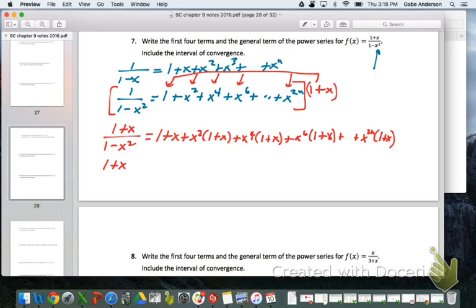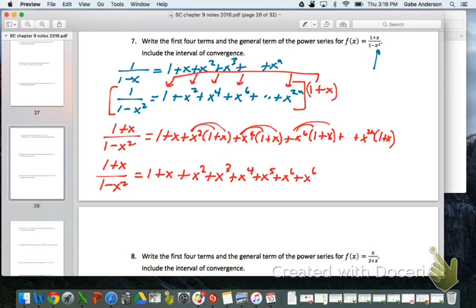Okay, so let's do a little cleanup work here, and I think we'll find a pretty interesting result. So as I clean this up, I end up with 1 plus x plus, when I distribute the x squared, I end up with x squared plus x cubed. When I distribute this, I end up with x to the 4th plus x to the 5th. See an interesting pattern, right? So distributing finally, we get x to the 6th plus x to the 7th. Oops, that's supposed to be a 7. Plus dot dot dot plus x to the 2n plus x to the 2n plus 1.